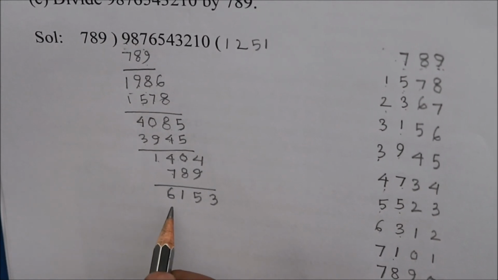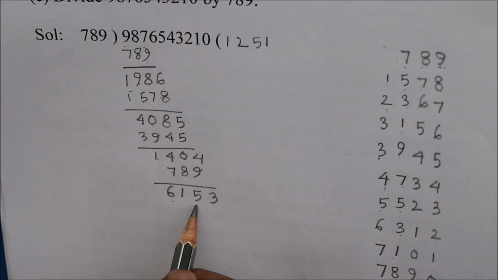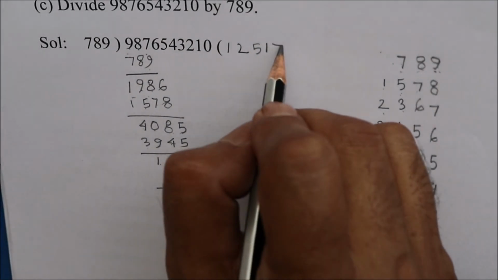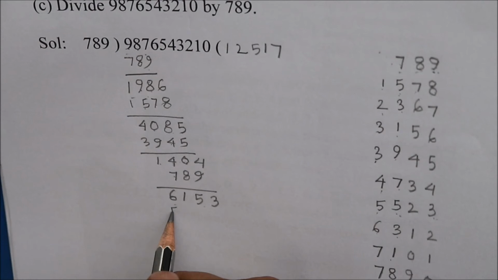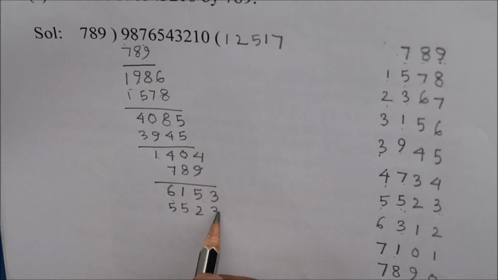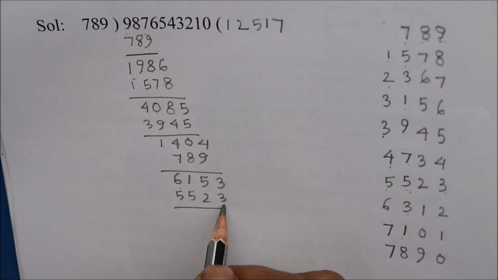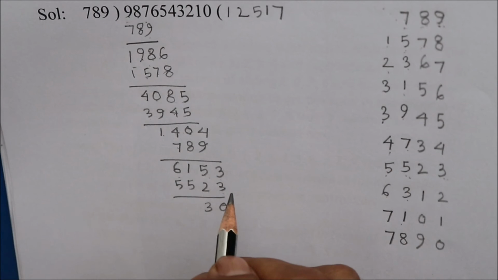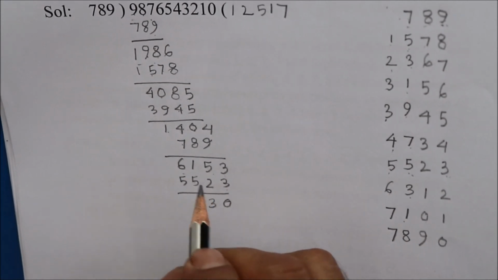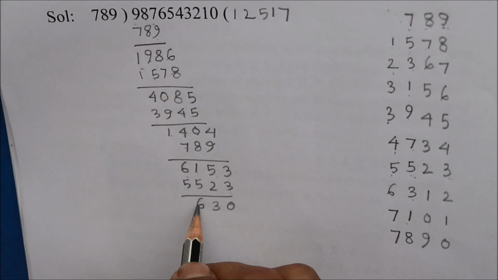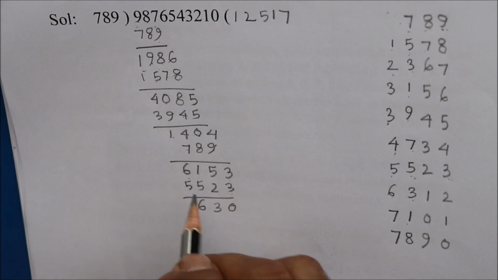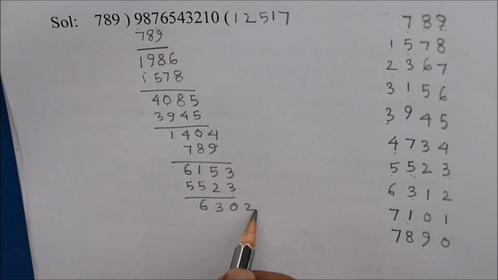The nearest multiple less than 6153 is 5523, which is the seventh multiple. You write 7 here, and you write 5523. 3 minus 3, 0. 5 minus 2, 3. 3. 4 more, 6. 6 minus 1, 5. 5 minus 5, 0. Bring down the next digit, 2.